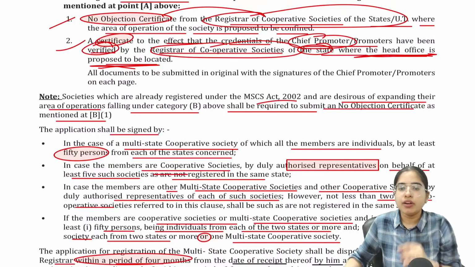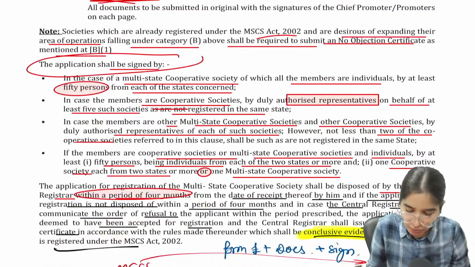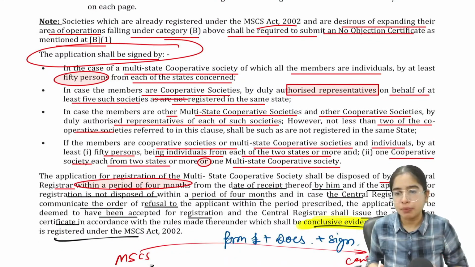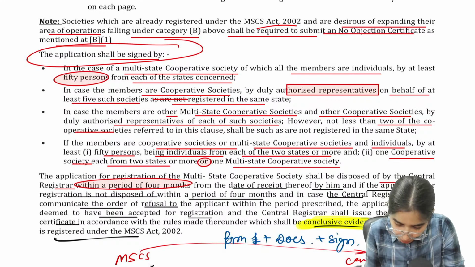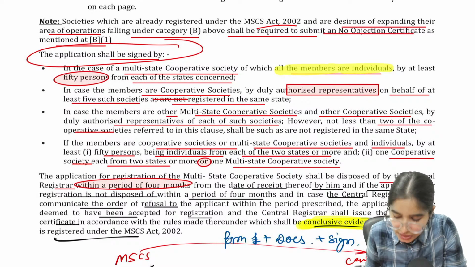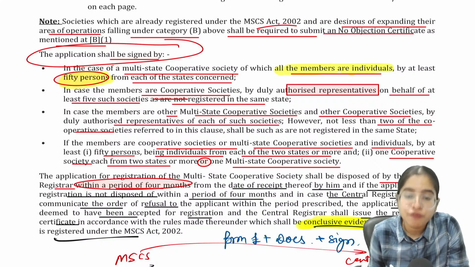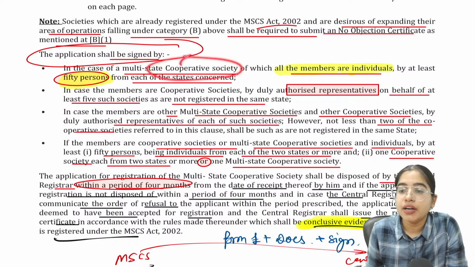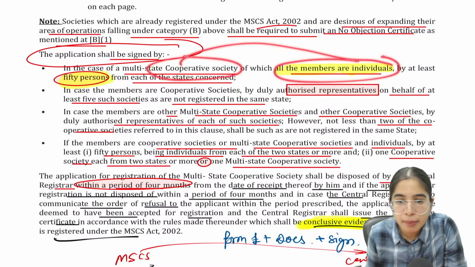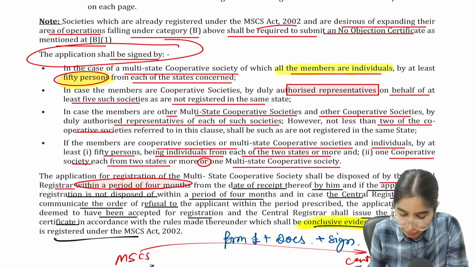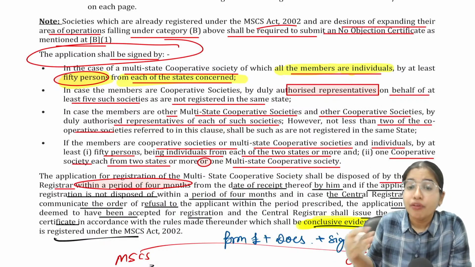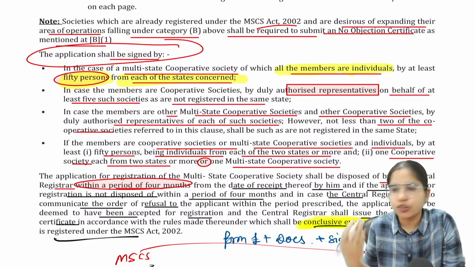Now here one point is given: the application should be signed by how many people? We have studied that the application should be signed by minimum 50%. So in case the multi-state cooperative society is formed by individual members, then we need the sign of minimum 50 members from each of the states, meaning each state where we are planning to open the multi-state cooperative society.